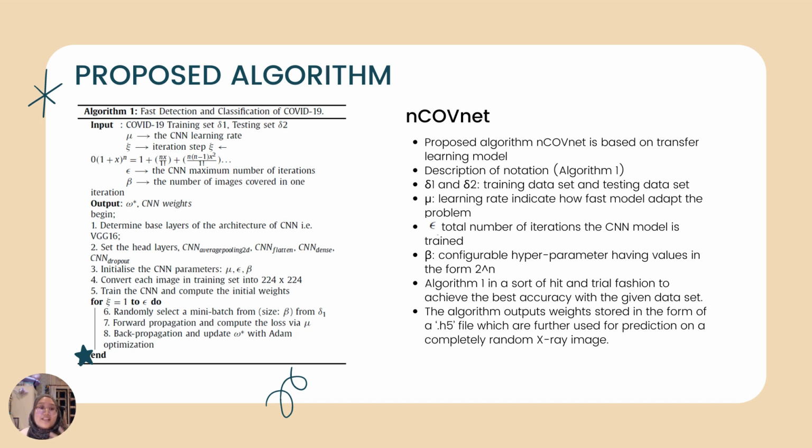Also known as epoch. And the beta symbol is another configurable hyperparameter, generally having values in the form of 2 power of n. The algorithm output weight is stored in the form of a .h5 file, which is further used for prediction on a completely random X-ray image. And that is all for the proposed algorithm and model.